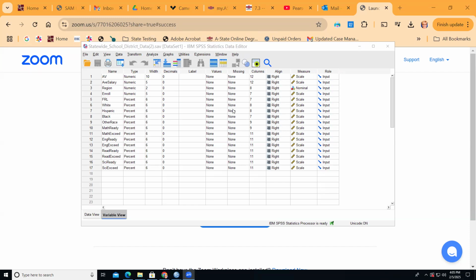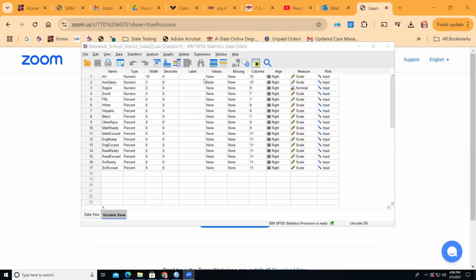The directions for Module 4 are to use SPSS to determine if there's a significant relationship or correlation between the free and reduced lunch percentage and the percentage of students scoring at the exceeding level in math for the districts in the state.